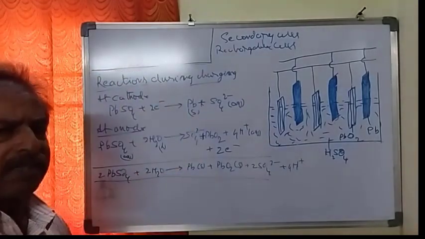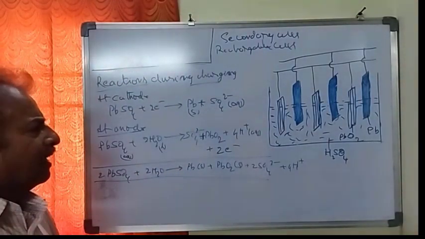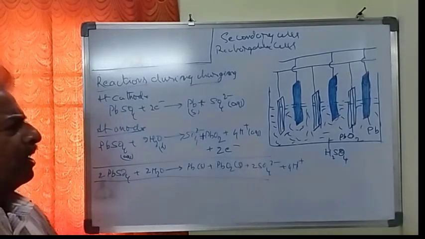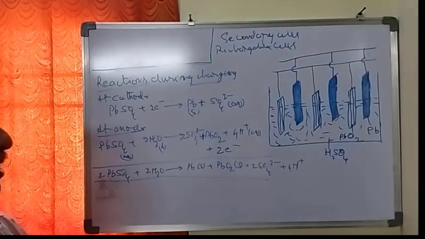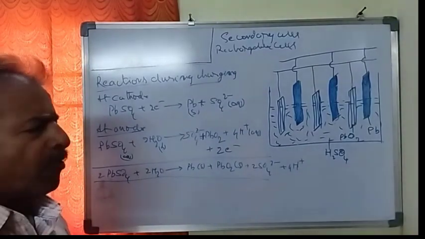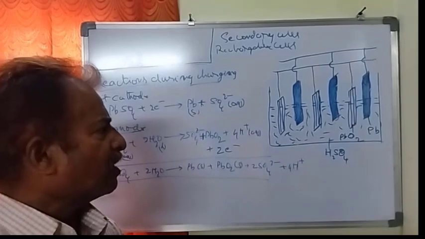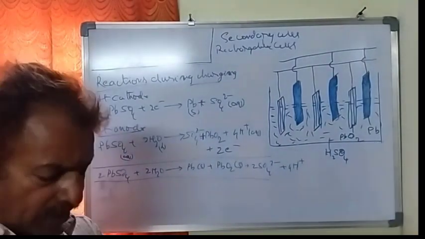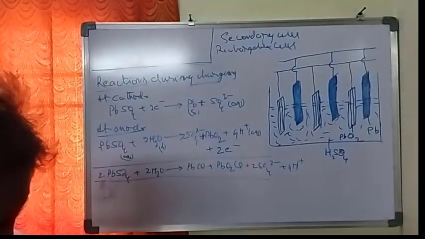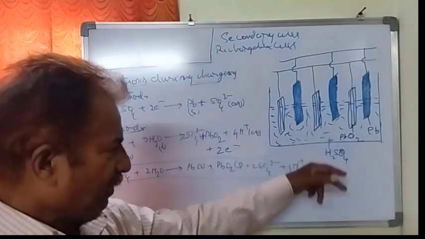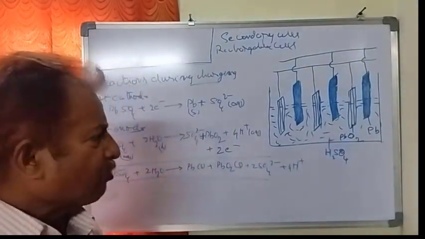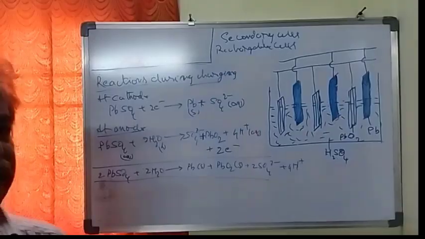So to enhance the output of the cell, the anode plates and cathode plates are alternately fixed one after the other, and of course both are separated by insulating material. Anode plates and cathode plates are separately connected so that the output increases. So this is the lead storage battery charging and discharging.